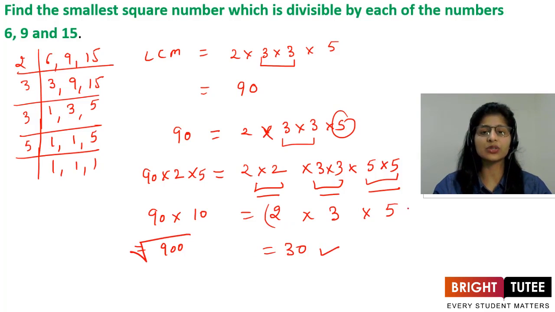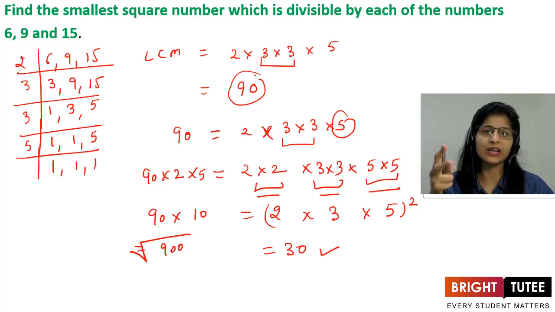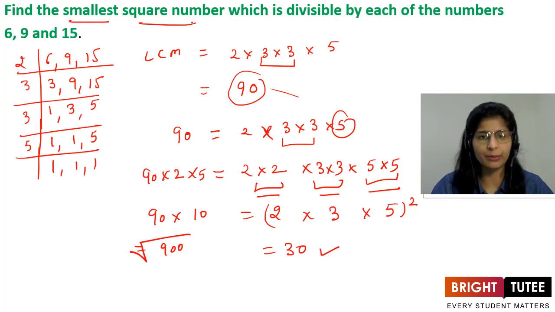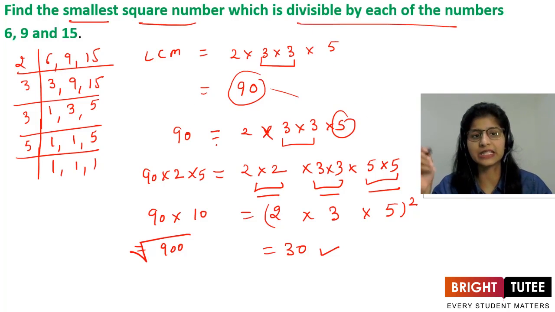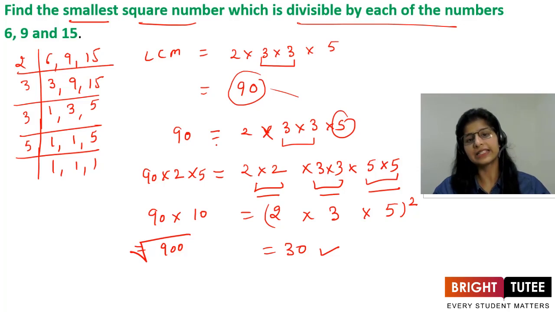Clear? So what we have solved is that we got one number that was exactly divisible by the given numbers. Two things are there, we have to work on smallest. First thing, it should be a square number which is divisible by each of the numbers. That means 90 is divisible by 6 as well as 9 as well as 15, because they were asking the smallest one. So we calculated the LCM, right? After calculating the LCM, we find that the LCM, that means 90, is not a perfect square.